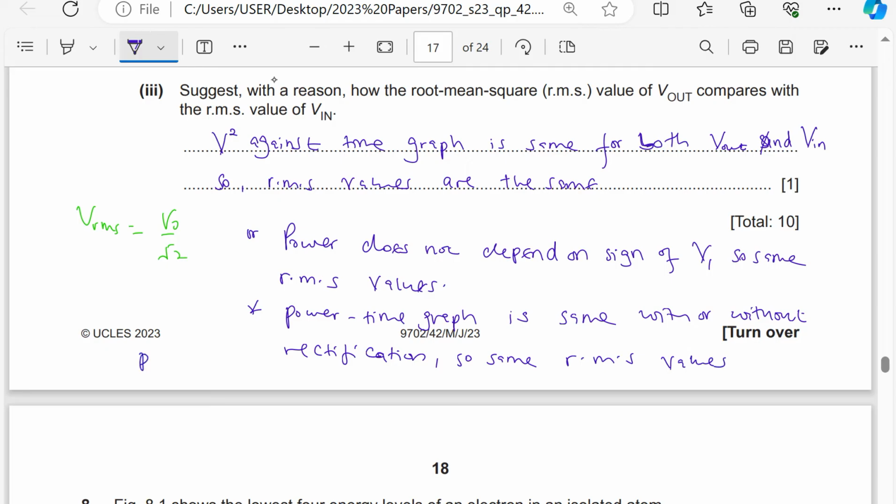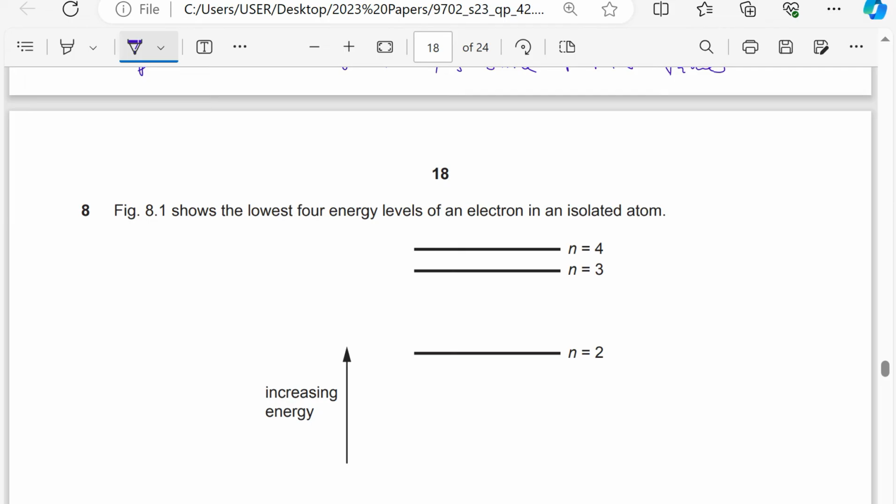Because if every time we sketch a graph of power, it will always be above the x-axis. Since their V naught values are the same, the power time graph is going to be the same whether there is rectification or there is no rectification. So it means the root mean square values will always be the same. Okay, so I think that is the end of alternating current.